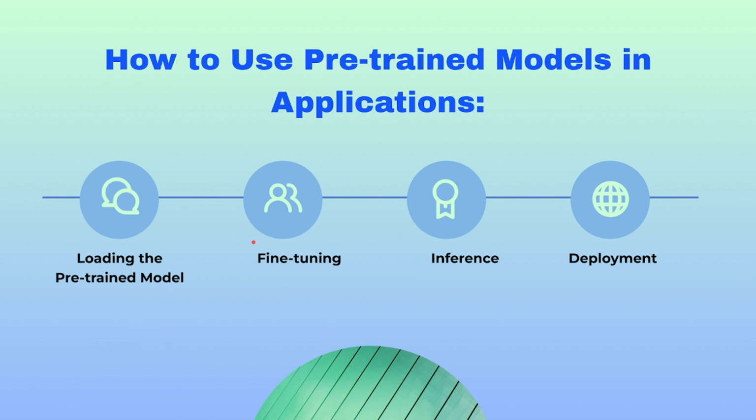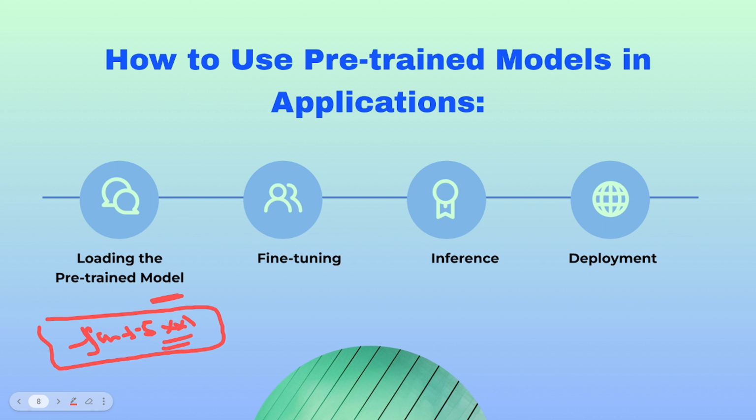But how can we actually use a pre-trained model in our application? Let's suppose we are trying to develop an application. First is loading the pre-trained model. You start by loading the pre-trained model. Many pre-trained models are available as open source, like the Flan T5 models, such as XXL and small. First of all, you have to download the model. And if the size is very large, you can also access it through APIs.